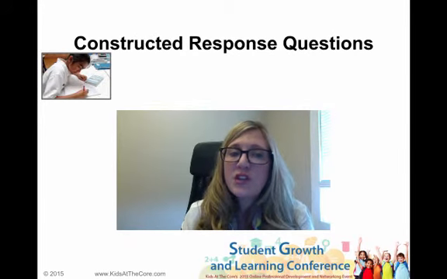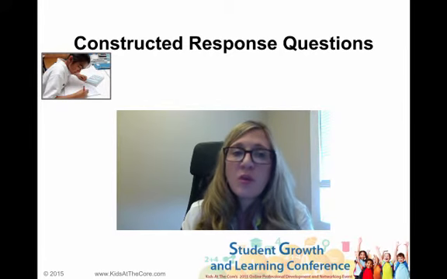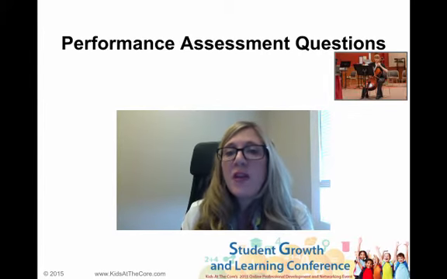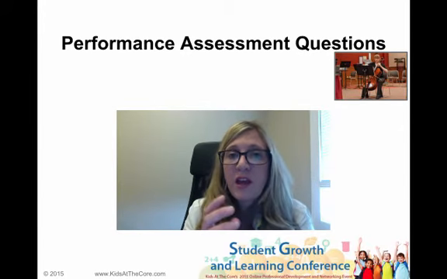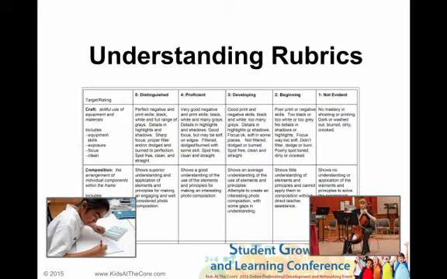So that means those questions that are designed for a student to have a free response answer, so they're writing out an answer, whether it's showing their work or showing their thinking. And then of course, when they're asked to complete a task or to do something in order to convey their thinking on that particular topic.